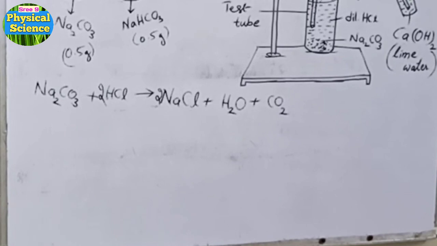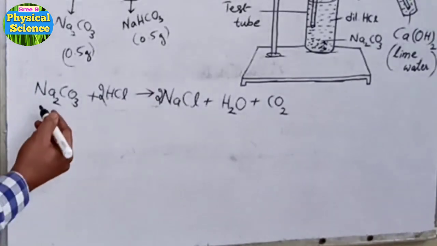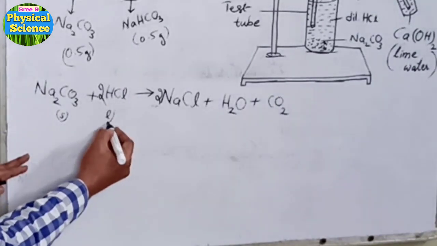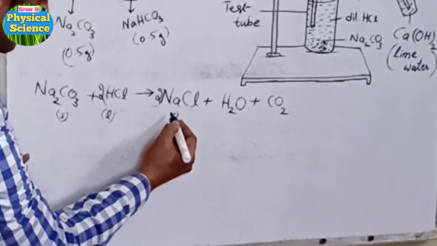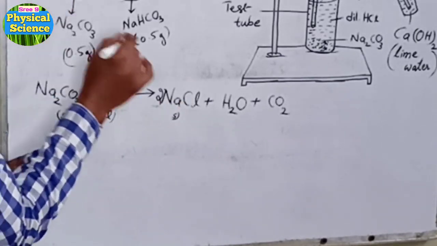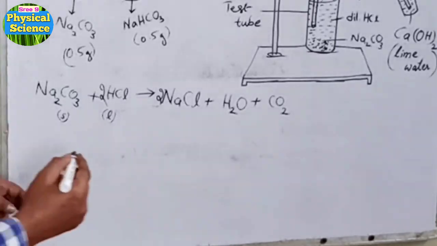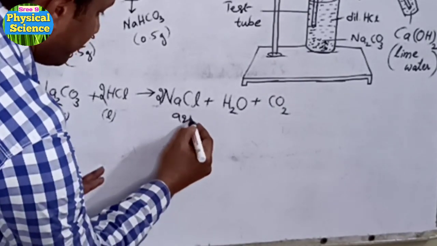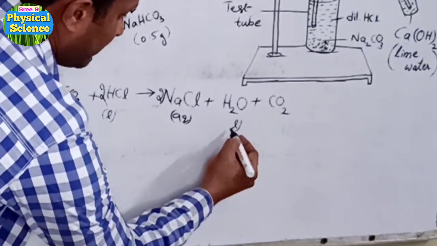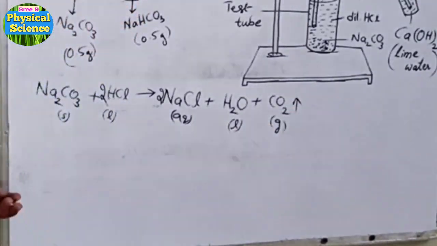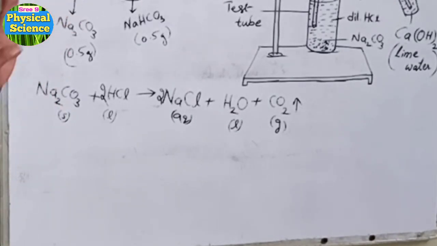So here we write the states, physical states. This is solid, this is liquid, this is solid. Actually it is in dissolved form, hence we write aqueous solution. This is liquid and this is gas. So these are the physical states. Okay, now this happened in test tube A.